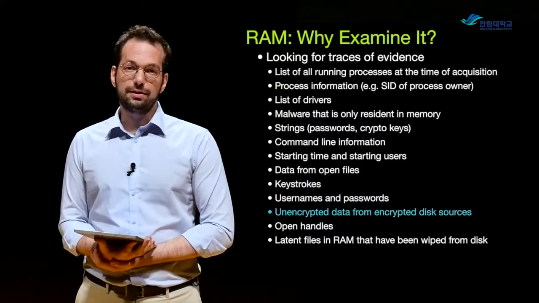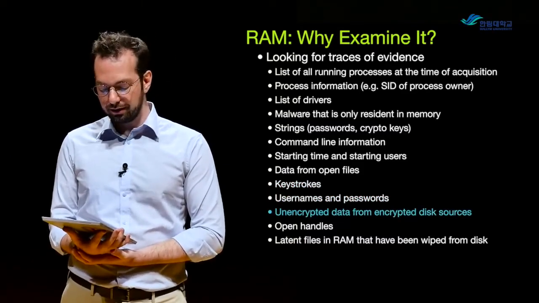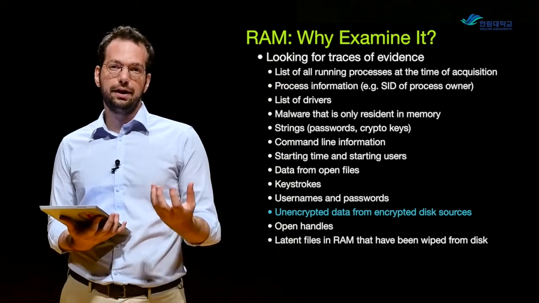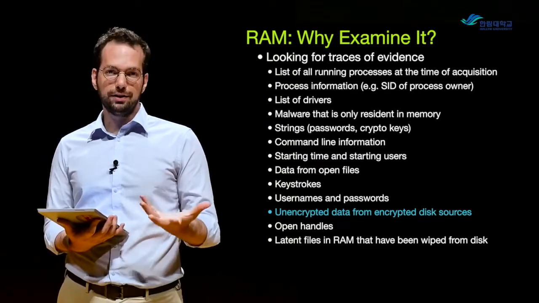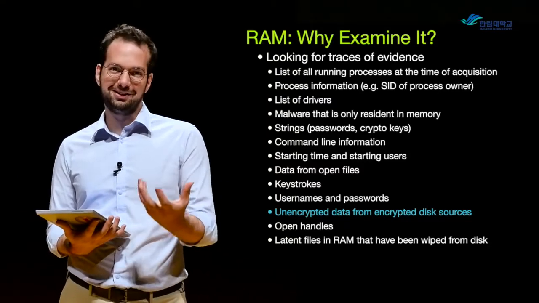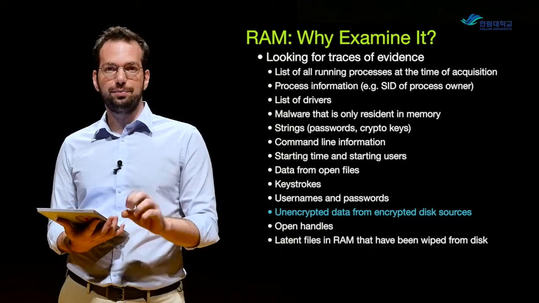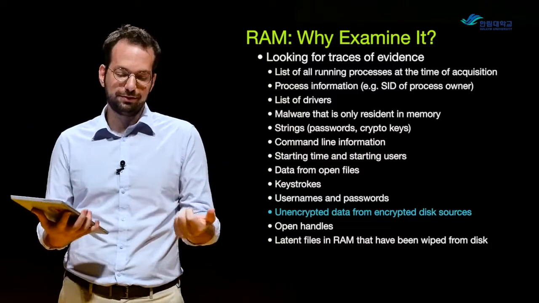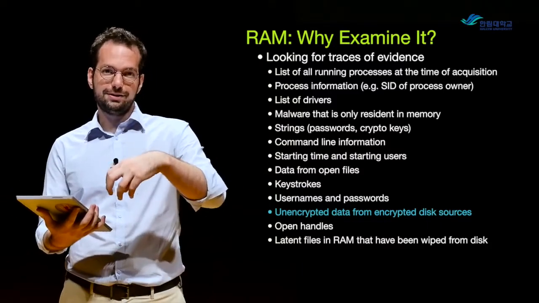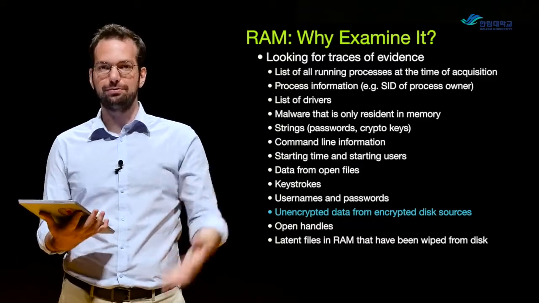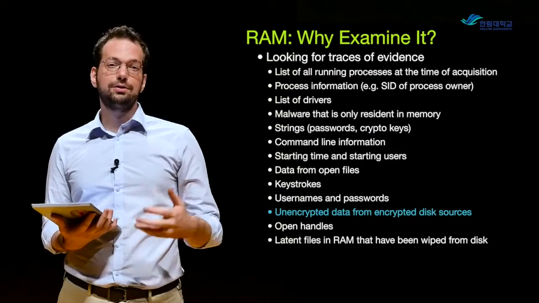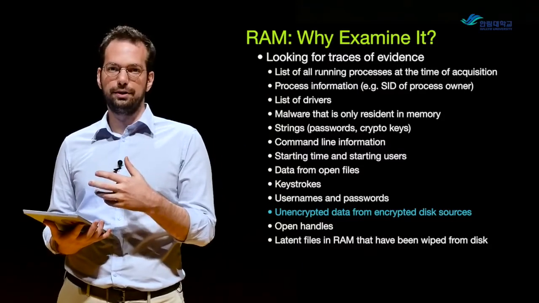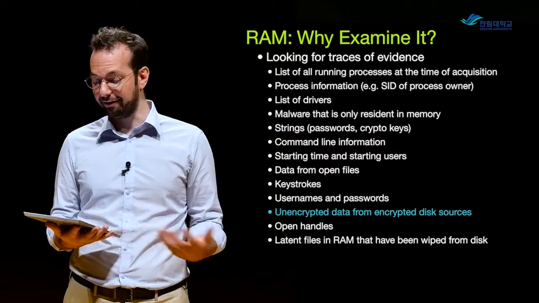One of the most important, one of the ones that I use a lot, is unencrypted data from encrypted disk sources. So if our hard drive is encrypted or we have an encrypted file and the suspect or potentially the victim opened up that file, then the data, from the encrypted disk that we can't get access to, is unencrypted in memory, and that's how they access it. If I open up, for example, a zip file, all of the files inside have to be put into memory so I can access them. So everything that I open up that might be encrypted on the hard drive, we can potentially recover from RAM in its unencrypted form, right? But only if we can recover RAM and they haven't shut down the computer, things like that.